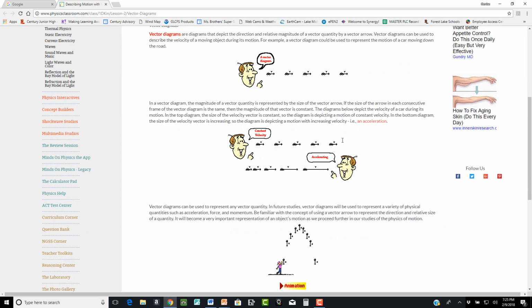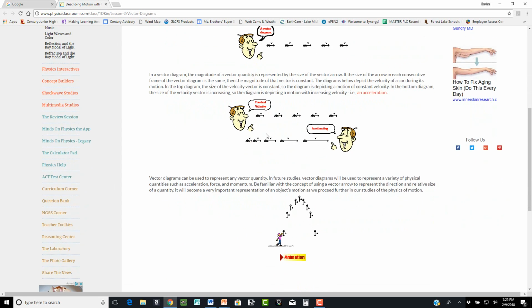Now, if I come down a little farther, it shows the difference between vector diagrams where our velocity is constant, meaning the same from one moment in time to the next. If we look at this next diagram, we can see that our vectors are increasing in size or magnitude, and this tells us that we're looking at something that's accelerating. So my vector is larger in the next second, and larger still, and larger and larger. This shows us an object that is accelerating.